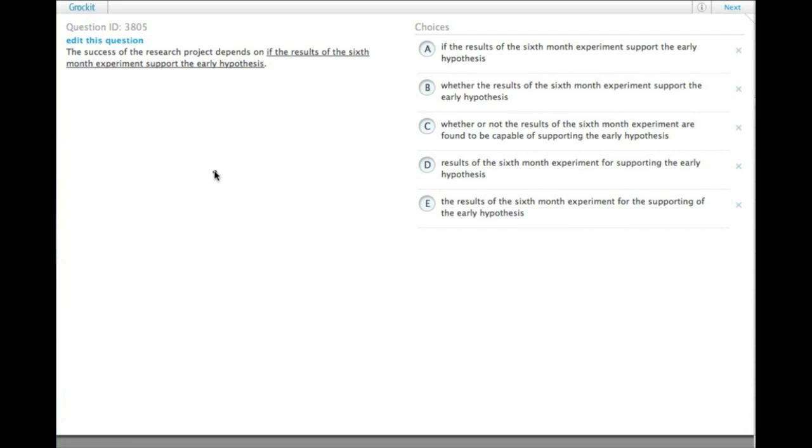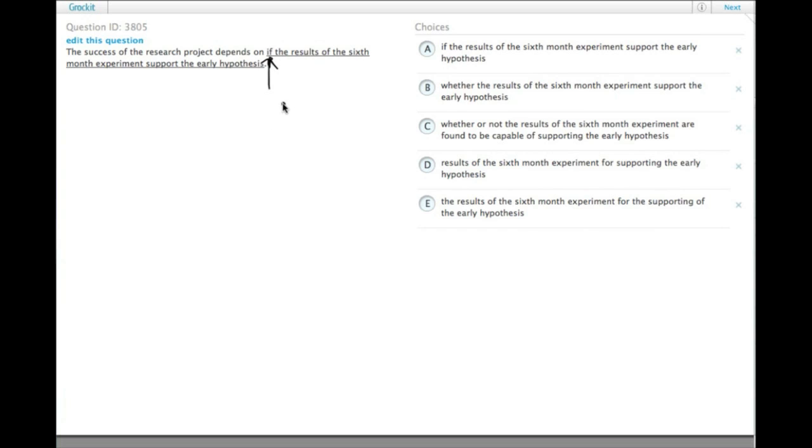The success of the research project depends on if the results of the 6-month experiment support the early hypothesis. I wonder if that should be 6-month experiment. Anyway, so one of the issues here is you should use if when you are making conditional phrases.